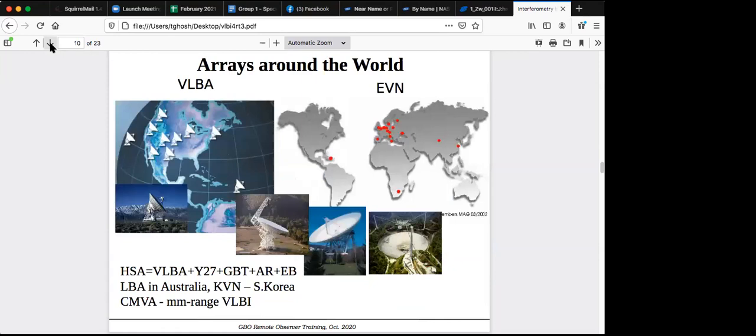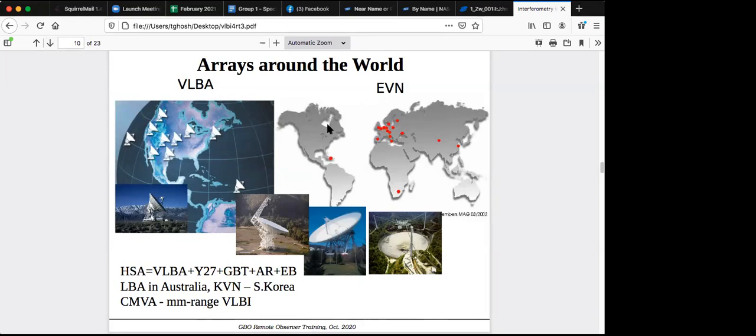Other VLBI arrays around the world. This is the VLBA, as I talked about. In Europe, there's the European VLBI Network, which now has two Chinese telescopes, maybe three. There's another one here, participations. In the Korean Peninsula, there's the KVN. In Australia, there's the Long Baseline Array. And there is the CMVA. This is a millimeter VLBI that gets arranged once in a while with all the millimeter telescopes around the world.